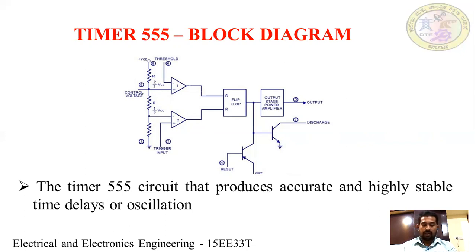Usually, this timer circuit consists of an 8 pin package: ground as pin number 1, trigger as pin number 2, output as pin number 3, reset as pin number 4, control voltage as pin number 5, threshold voltage as pin number 6, discharge as pin number 7, and VCC as pin number 8.